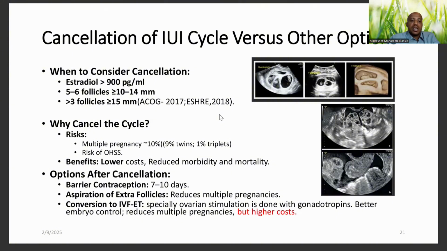How can we cancel the cycle? We can give them a barrier contraceptive for 7 to 10 days not to have pregnancy. In some centers, they will aspirate the extra follicles, but this will add additional cost for anesthesia exposure. Sometimes you can convert it to an IVF cycle, especially if you are working at a fertility center. But converting into an IVF cycle will add additional unexpected expense, and the outcome may not be that much improved.